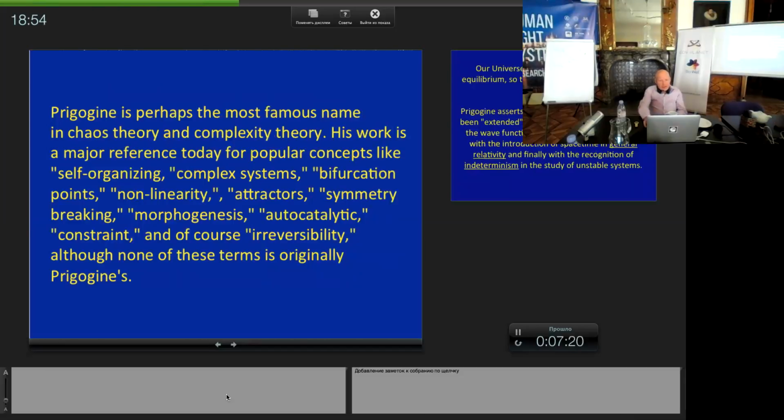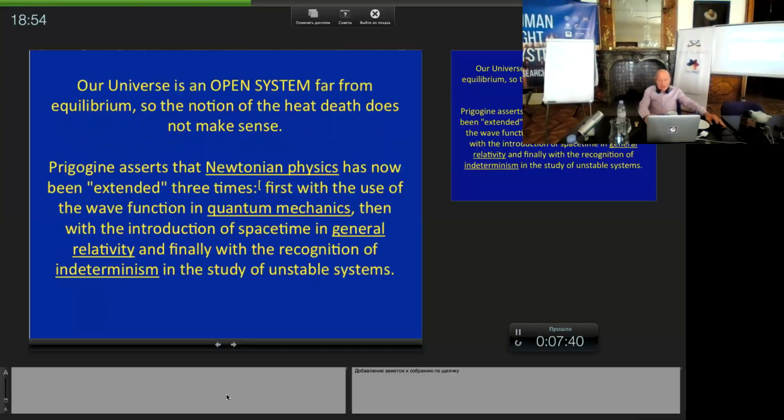And so he's a famous person, and he created ideas like bifurcation points, non-linearity, attractors, symmetry breaking, morphogenesis, autocatalysis, irreversibility, and not all of them belong to Prigozhin, but he's one of the most important. So we understand that our universe is an open system, far from equilibrium.